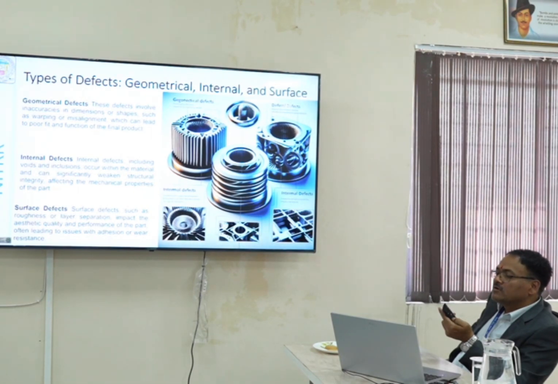Geometrical defects can occur due to misalignments and machine calibration problems, resulting in distortion or warped parts. Internal defects may be air pockets or voids. Surface defects can be roughness or uneven textures, often caused by residual powders or impurities or inconsistent laser powder.